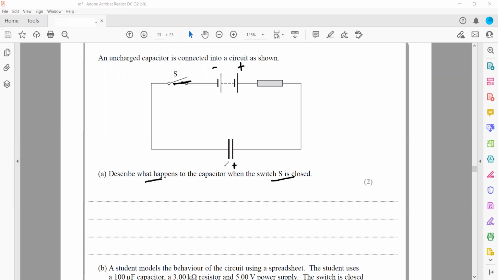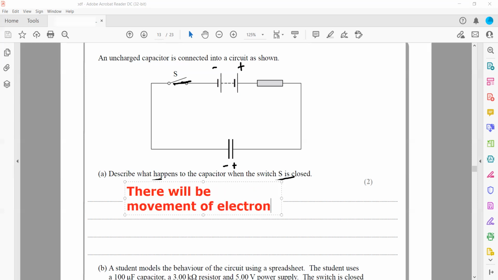So when we are writing the answer, there will be a movement of electrons. The capacitor plates will become positive and negative. And then what else will happen?